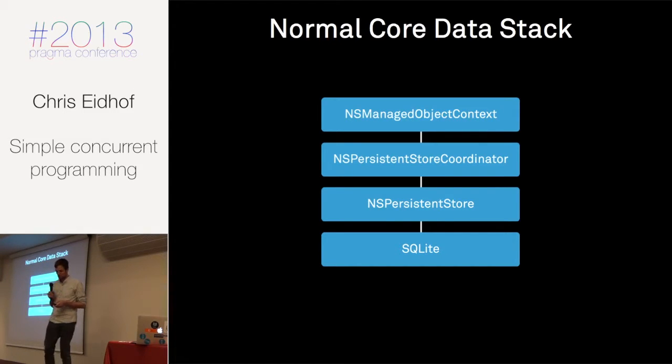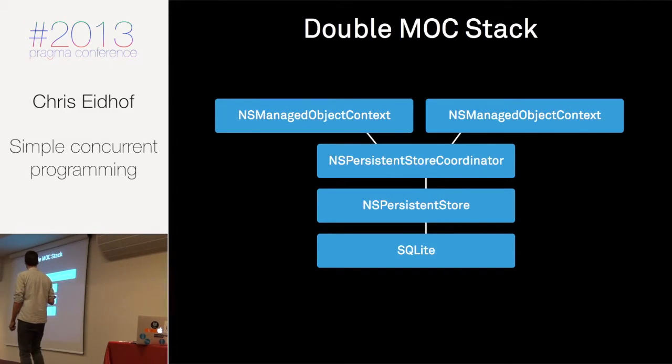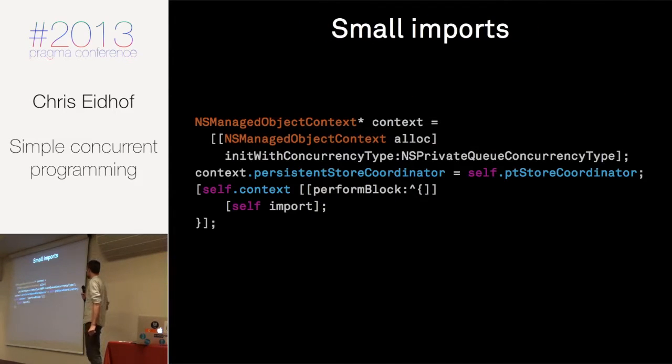So what can we do? If we have very simple things that we want to do in parallel, we can create a second managed object context. And it looks like this. So it has the same persistent store coordinator. And to do that, you write this code. So you say managed object context alloc, init with concurrency type, private queue concurrency type. And this is a new API. And you set the persistent store coordinator. I made it a bit shorter so it would fit on the slide.